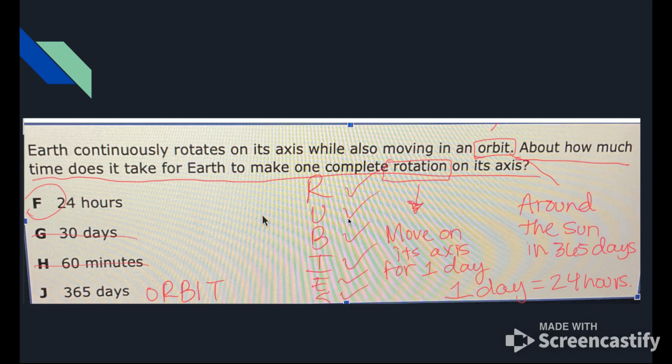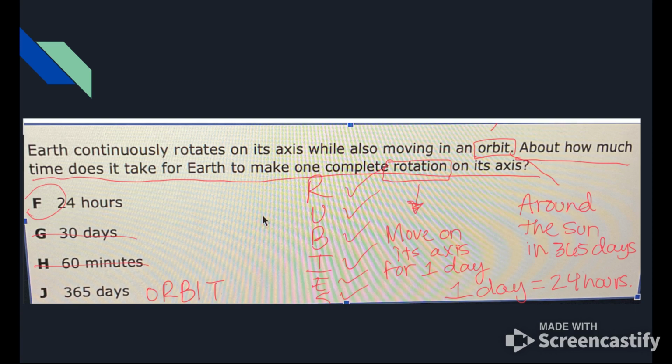Then I'm going to go back to it all and I'm going to box important information. This is where the B comes. So I'm going to box rotation and I'm going to box orbit. And I'm going to think back to what rotation is. And I'm going to write down that rotation is to move on its axis for 1 day or 24 hours. I'm also going to write down that orbit is to go around the sun in 365 days or 1 year.